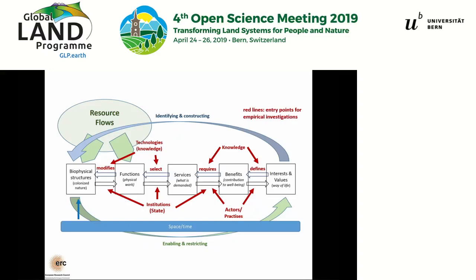We can analyze the actors involved, we can analyze which kind of knowledge is used to define services. Very often, it's only a technical knowledge, but maybe it's a knowledge that is more comprehensive and integrates other kinds of values, for example. And that is also important for the technologies that are used to create these biophysical structures. It's also very important which kind of actors are really involved in the definition of services. Is that only experts, or is the local population also involved?